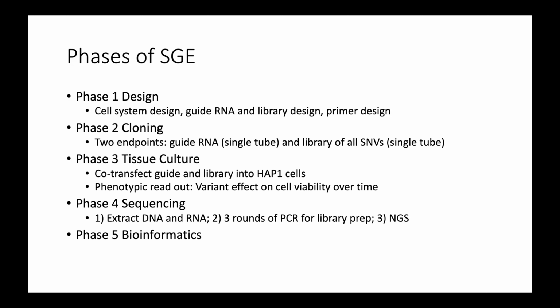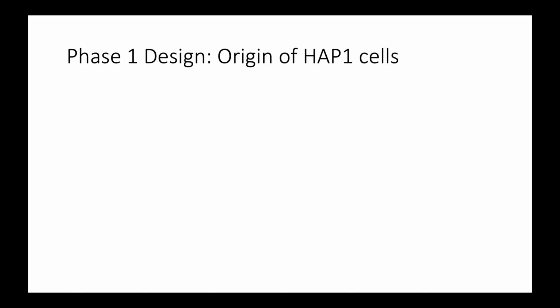Getting ahead of myself though, first you gotta do some sequencing and some bioinformatics. In the sequencing, you take the cell culture pellets, you extract the DNA and RNA, you then do multiple rounds of PCR to prepare for next generation sequencing. Finally, in the bioinformatics, functional scoring and making that beautiful sequence function map. So starting with the design.